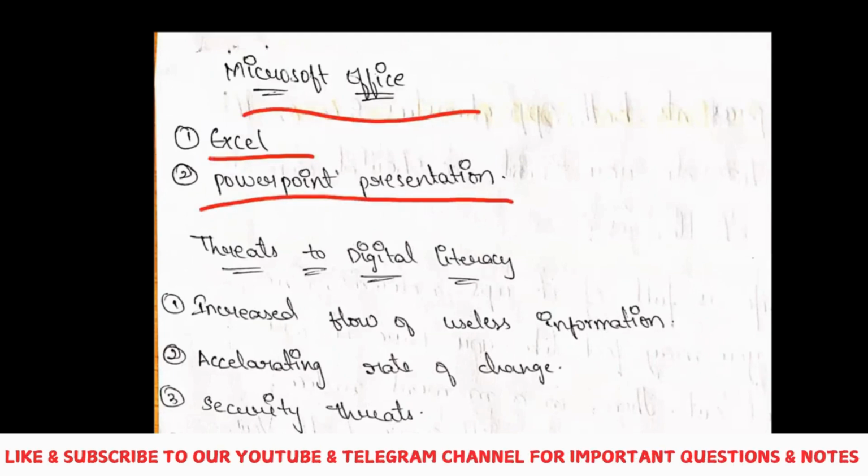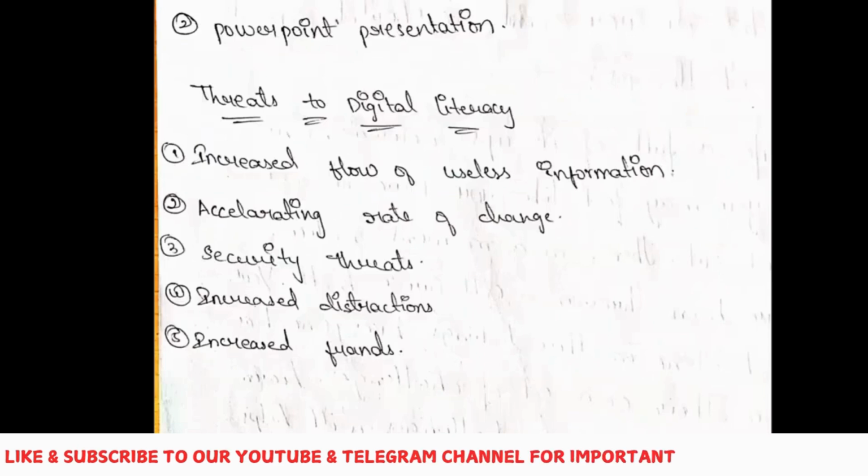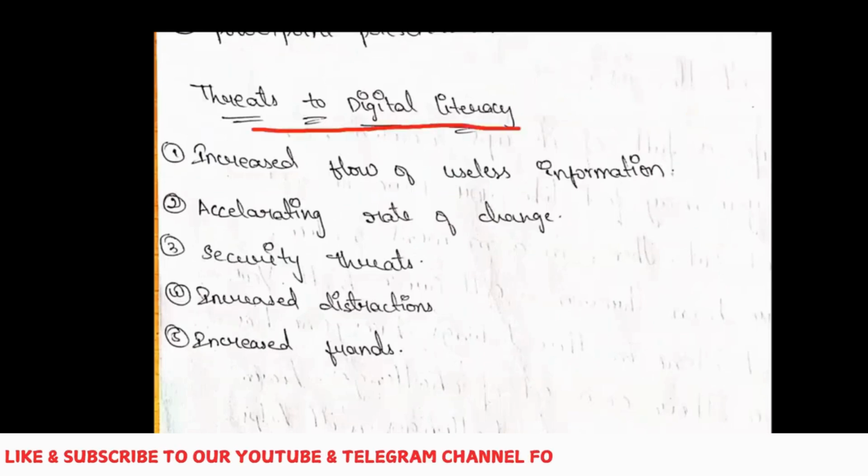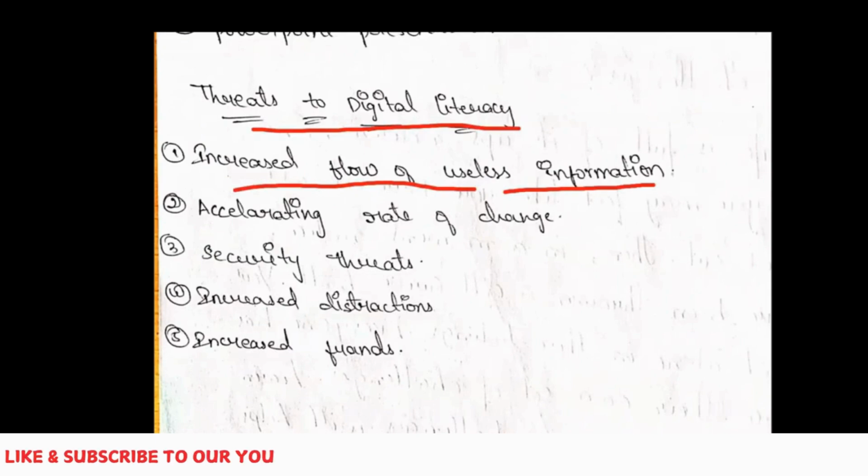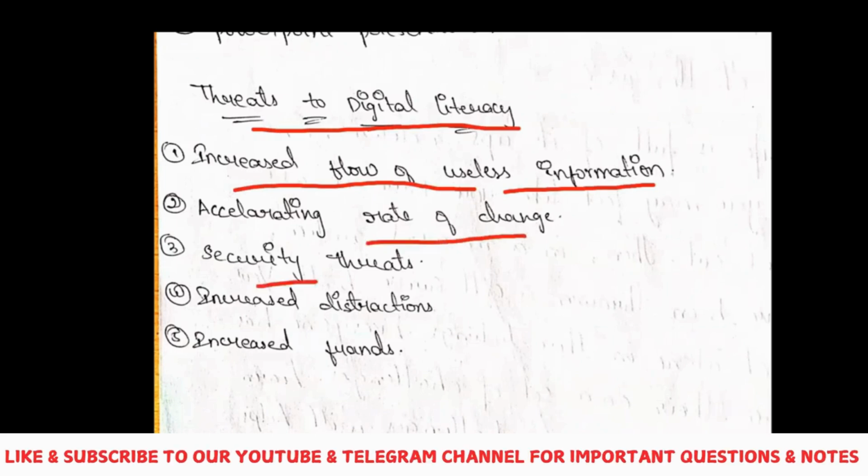Switch to digital literacy. What are the obstacles we have? Increased flow of use, less information is there. Accelerating rate of change and security threats are there. Increased distractions are there and increased frauds. So, you can write on this one.